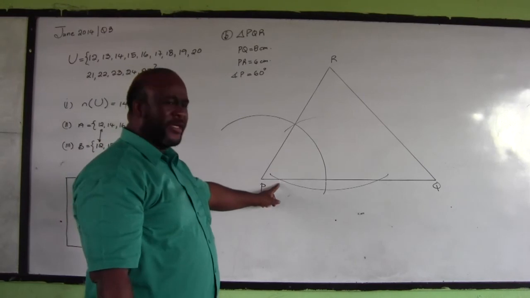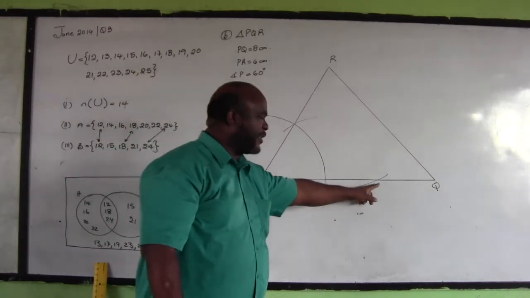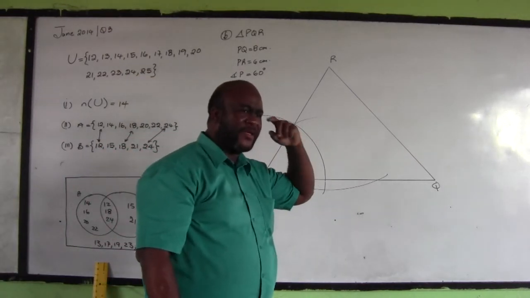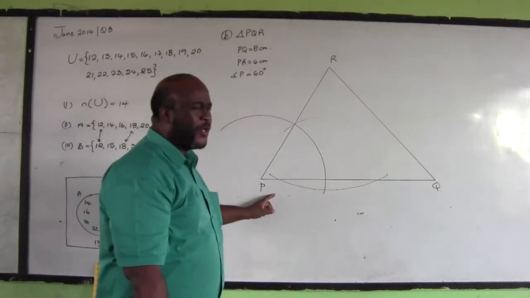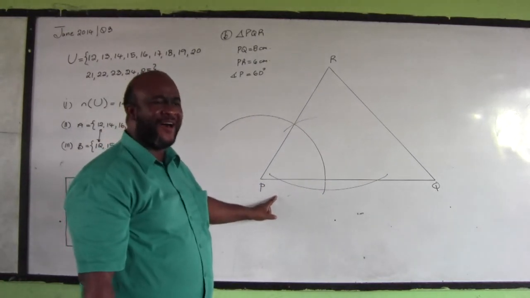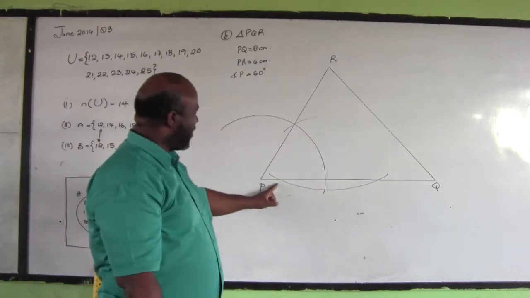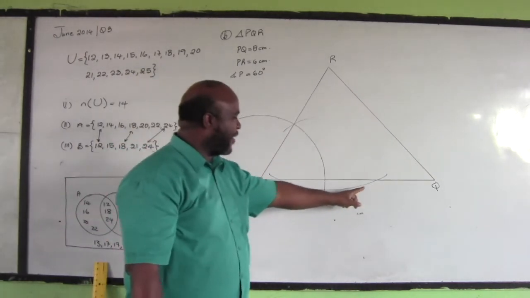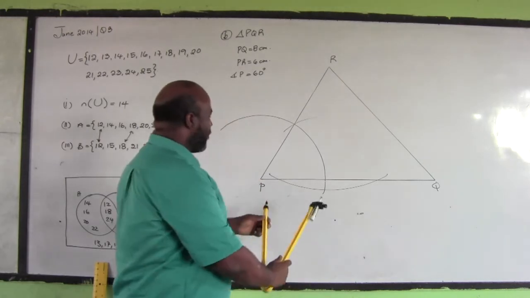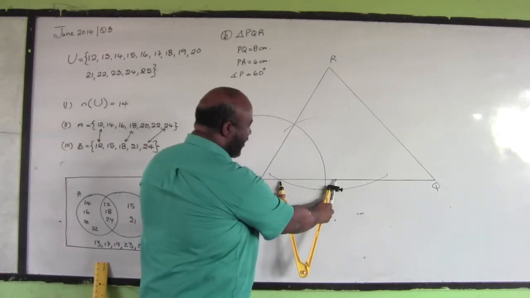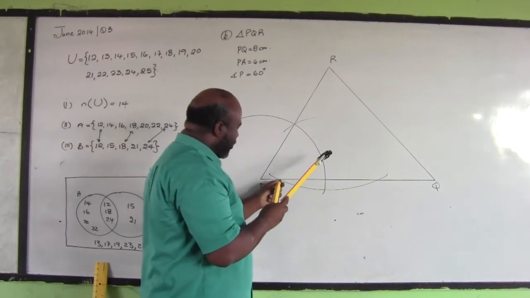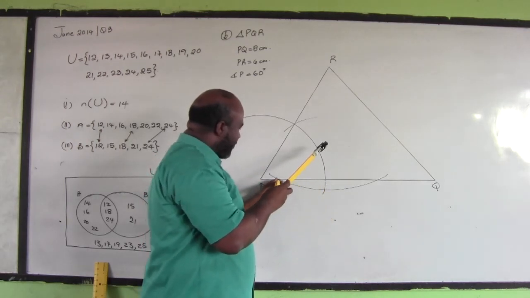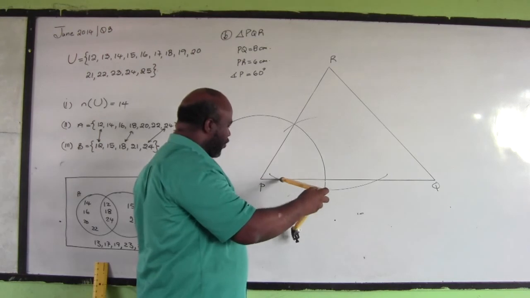In my mind, I'm calling this point X and I'm calling this point Y. Next, I'm going to open the compass to more than half of XY. Remember, in my mind, this is X, and in my mind, this is Y. I'm going to open the compass to more than half of XY. Is this more than half? Then I'm going to put the metal tip at X and scribe an arc below.